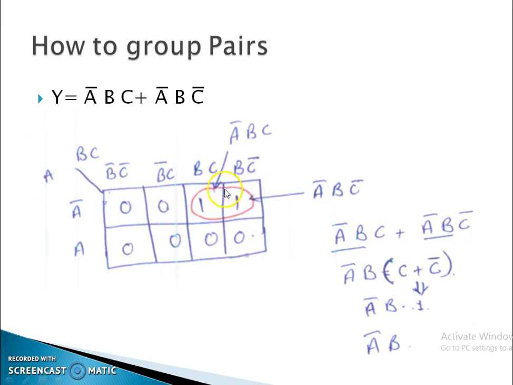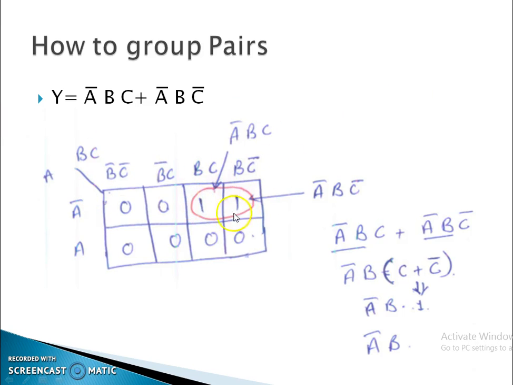Now how will we see it from the pair? See, in pairs or in groups, we will see which variable has the same value in both the terms. And the variable that changes from its original value to complement, or complement to original value, will be absorbed.